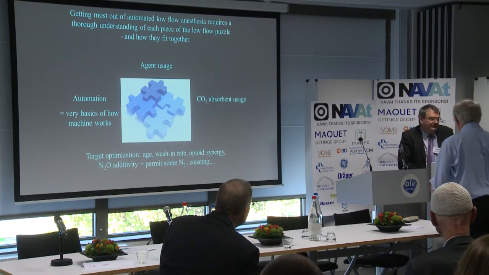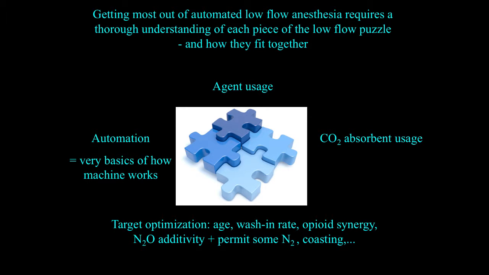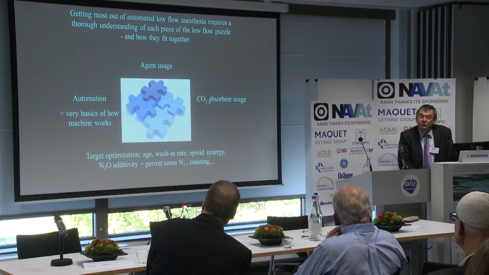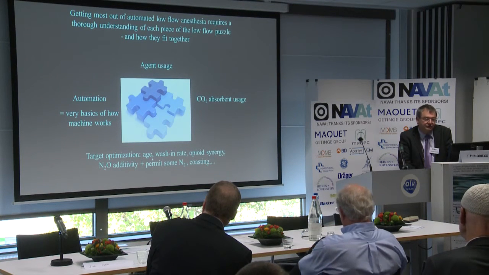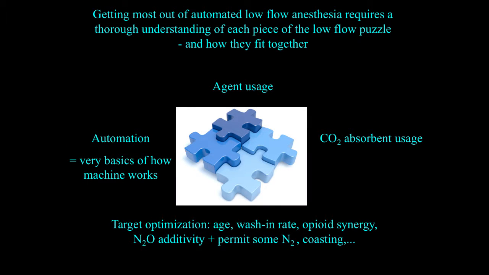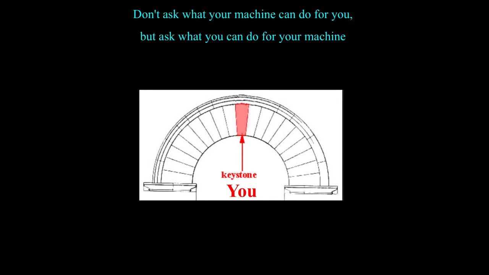What I want to do in the next 15 minutes is examine how getting the most out of your automated low flow anesthesia machine requires a thorough understanding of each piece of the low flow puzzle and how they fit together. You need to know something about agent usage, something about CO2 absorbent usage, something about how your machine works, and you need to know something about target optimization, something about the effect of age, washing rates, opioid synergy, nitrous oxide additivity, permissive nitrogen accumulation, coasting, and a few other things. So don't ask what your machine can do for you, but ask what you can do for your anesthesia machine.